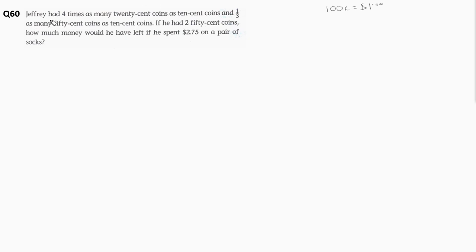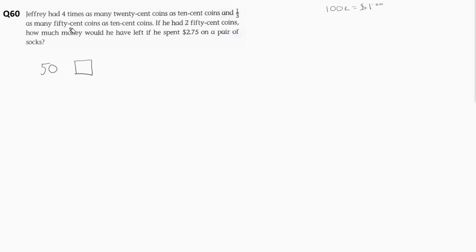Okay, so let's draw the first part. Jeffrey had 4 times as many 20-cent coins as 10-cent coins, and a third as many 50-cent coins as 10-cent coins. Now, you can draw the bars in any order you wish. I think I'm actually going to start with the 50-cent coins because I think we've got the fewest of those, and I think that I can just build up from there. But it's totally up to you what makes sense to you. Okay, so I'm going to just say that's my 50-cent coins, and I'm going to give that 1 unit.